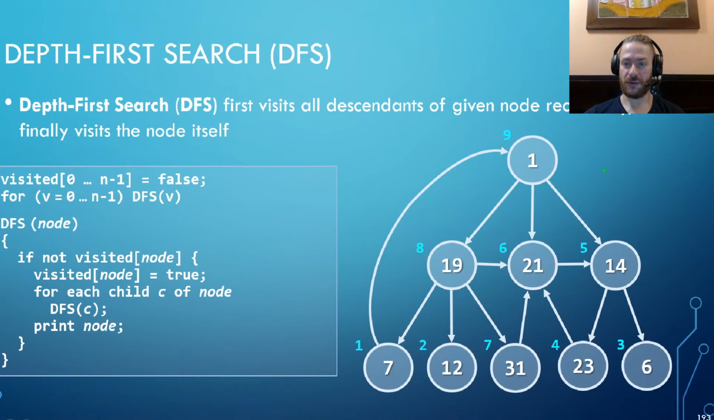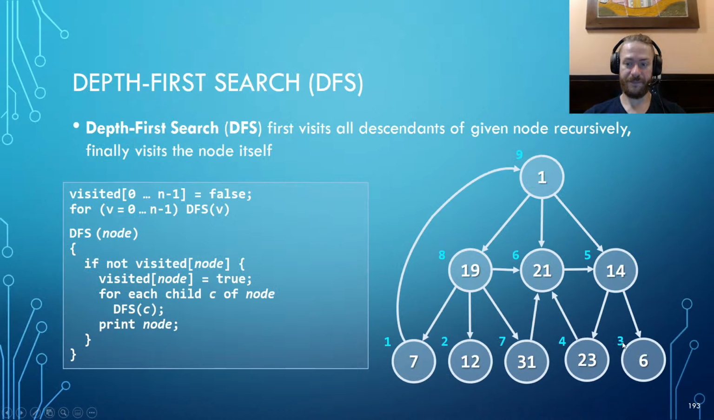So if we want to visit all the nodes in the graph, we may mark it like this. Go to 1, mark it as visited, and for example, then go to 19, then to 7. Don't go to 1 because it's already visited. Go to 12, go to 31, go to 21, go to 14, go to 23, and then go to 6. So we just need to mark the nodes as visited. That's something which is important.